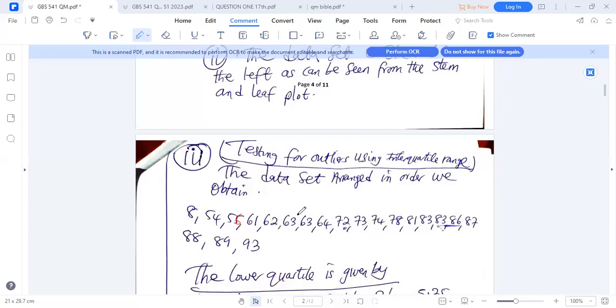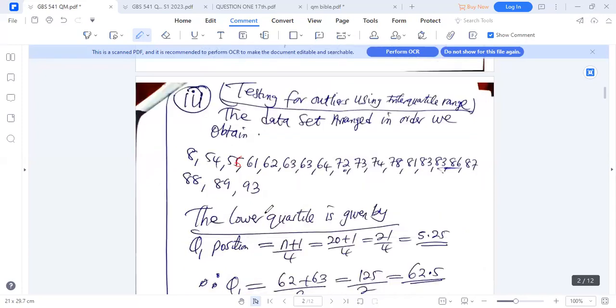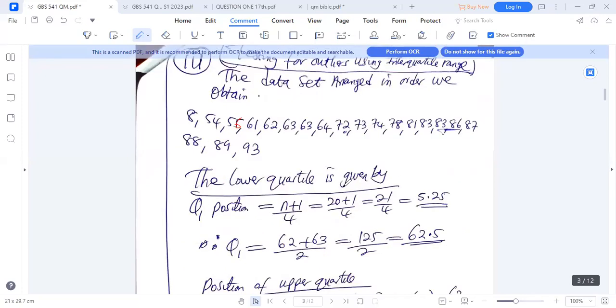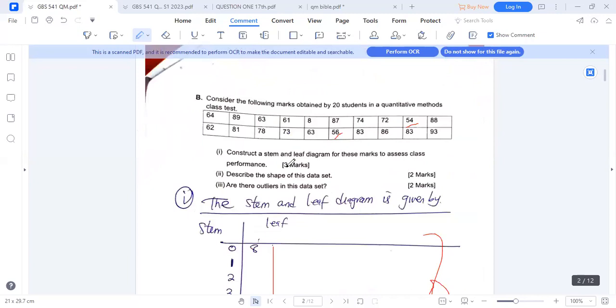All right, so how do we find the lower quartile? The lower quartile is simply a quarter of n. Okay, so our n in this case is what? What was our n? How many data points are here? 20.